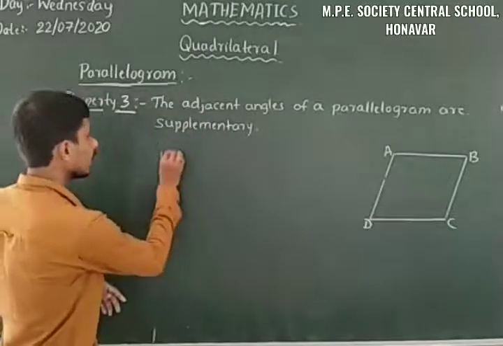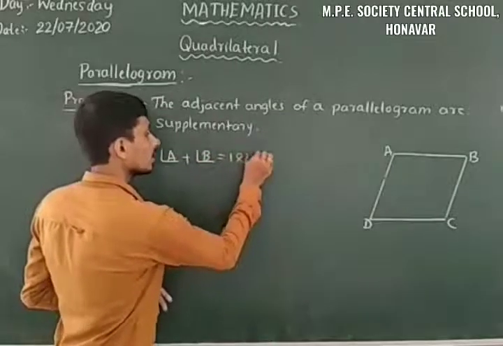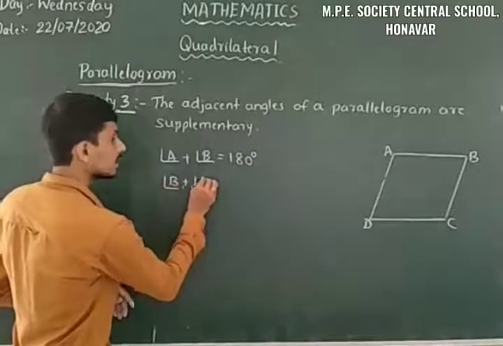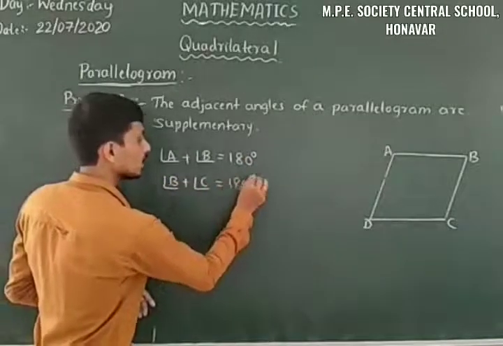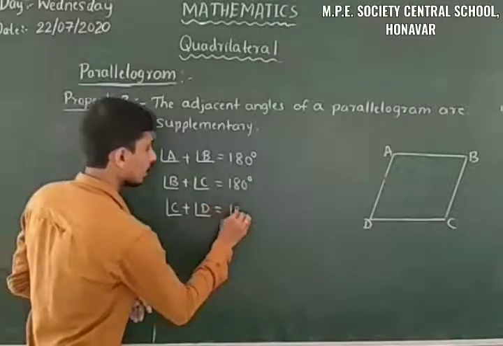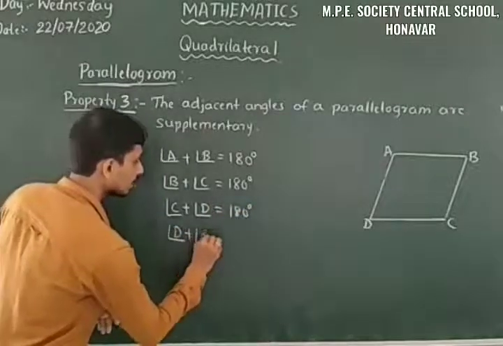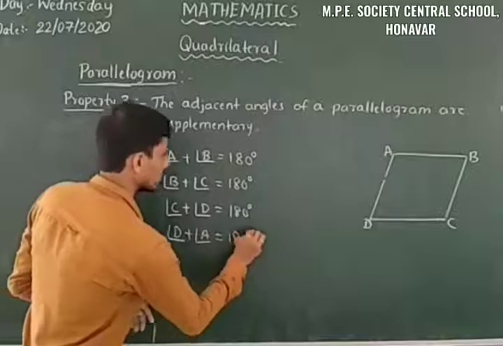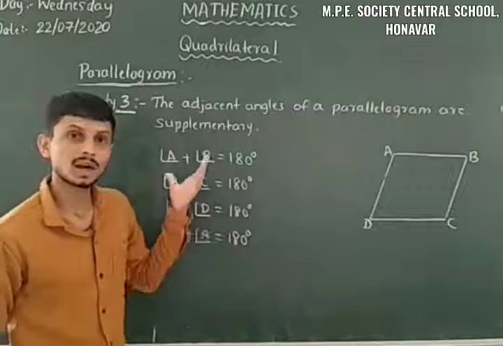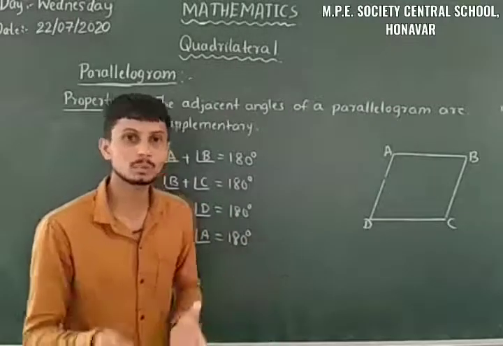So angle A plus angle B is equal to 180 degrees. Then angle B plus angle C is equal to 180 degrees. Then angle C plus angle D is equal to 180 degrees. Then angle D plus angle A is equal to 180 degrees. So this is about the adjacent angles of a parallelogram being supplementary. Here we don't have any proof for this.